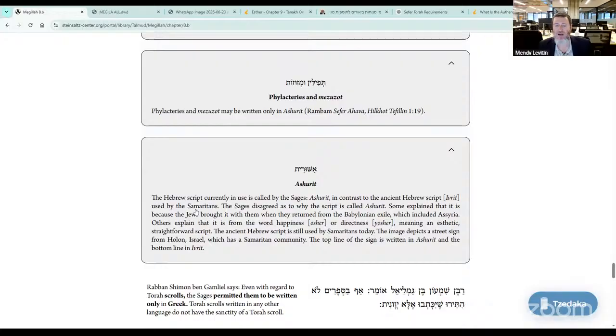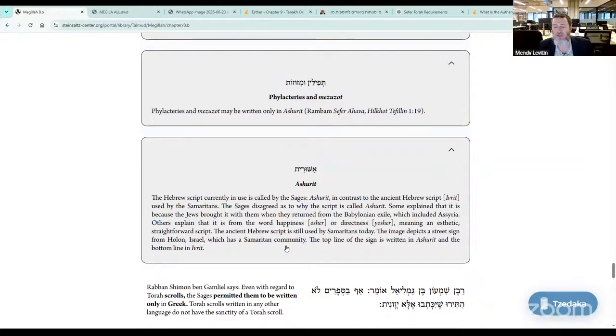The sages disagreed as to why the script is called Ashuris. What does the word Ashuris mean? Some explain that it is because the Jews brought it with them when they returned from Babylonian exile, which included Assyria, from the word Ashur, which was ancient Assyria, Nineveh, etc. Others explain that it is from the word of happiness, Oisher is happy, or Yosher, meaning straight, so straightforward. And the ancient Hebrew script is still used by the Shamronim today. I'll show you the image that he means to show in a second. There is a street sign in the Holy Land with a Shamronim community. The top line of the sign is written in Ashuris and the bottom line is in Ivris.